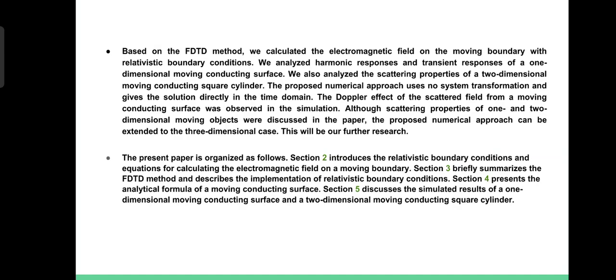The present paper is organized as follows. Section 2 introduces the relevant boundary conditions and equations for calculating the electromagnetic field at a moving boundary. Section 3 briefly summarizes the FDTD method and describes the implementation of relativistic boundary conditions. Section 4 presents the analytical formula of a moving conducting surface.